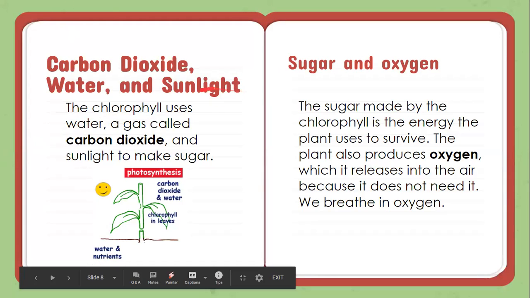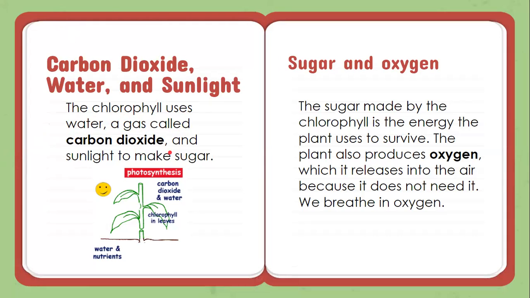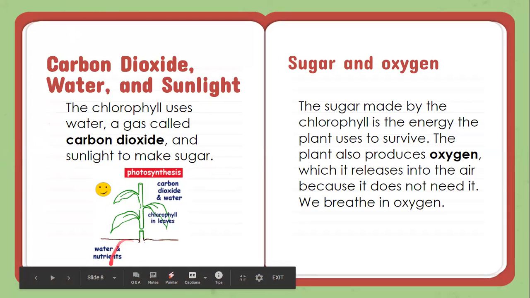Carbon dioxide, water, and sunlight. The chlorophyll uses water, a gas called carbon dioxide, and sunlight to make sugar. So this is the sun, and the water and nutrients come in from below. The chlorophyll is in the leaves, and the carbon dioxide and water go in. The plant is going to take in water and carbon dioxide. So that's called photosynthesis.